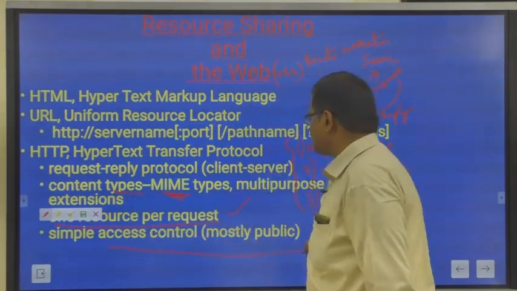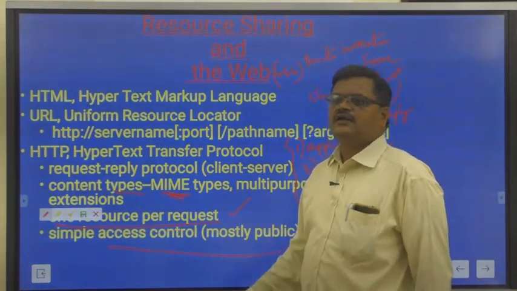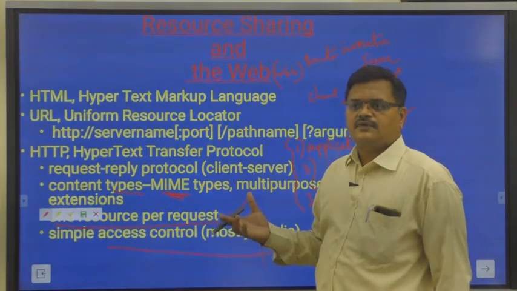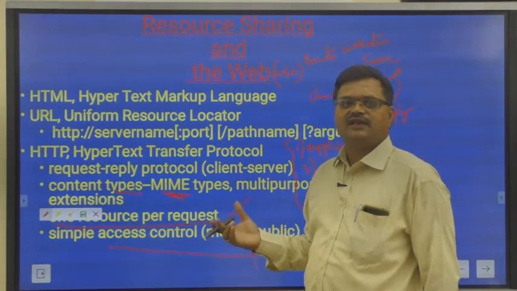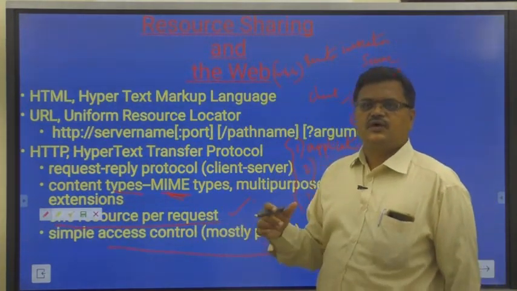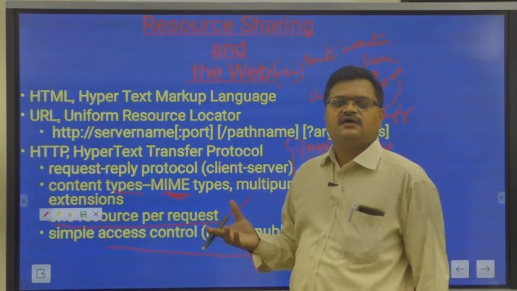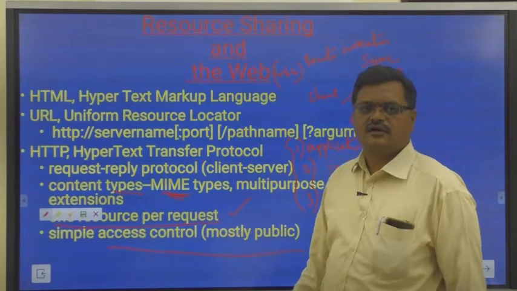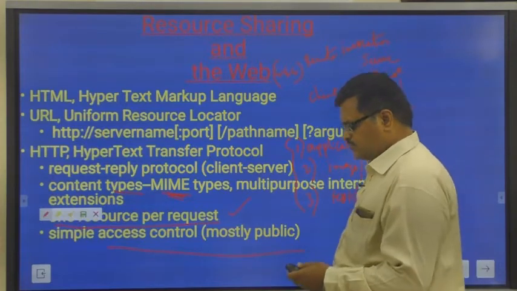Simple access control is another important point here, in resource sharing on the web. The web was discovered by Berners-Lee in 1989, in Switzerland, at CERN. CERN is nothing but the European Center for Nuclear Research. They used this for the purpose of sharing files and documents, but later it evolved into the WWW. So that's it regarding this.